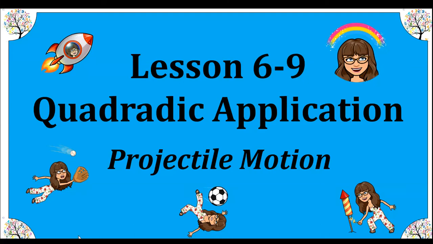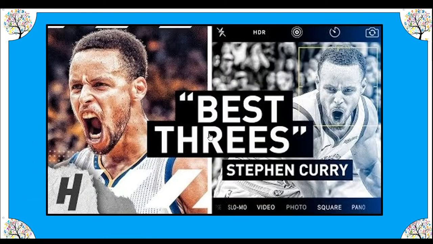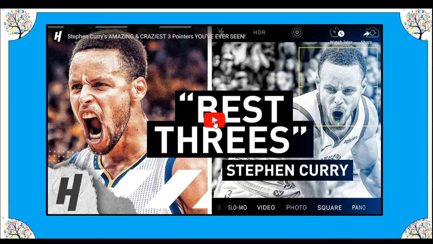Our last lesson for our quadratic unit deals with word problems, specifically projectile motion. Let's take a look at a real live projectile motion.